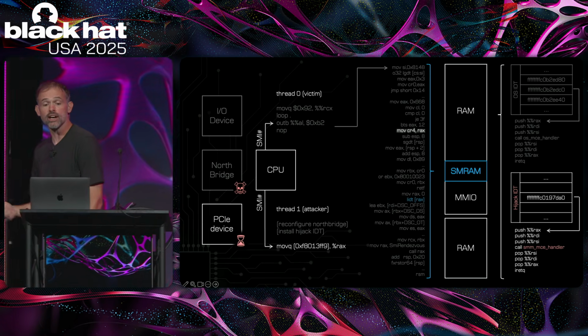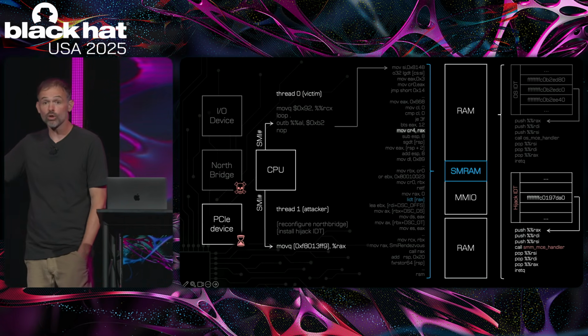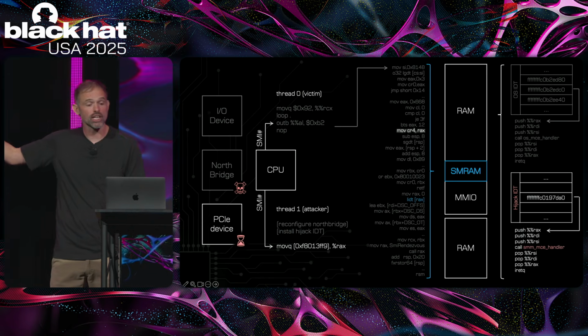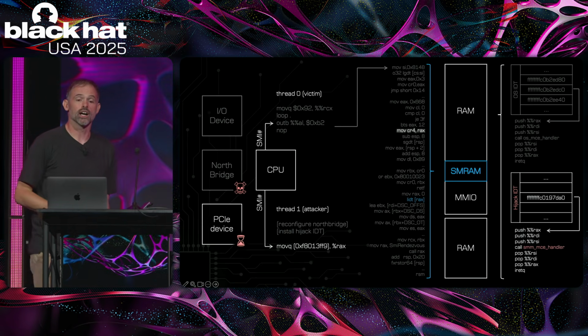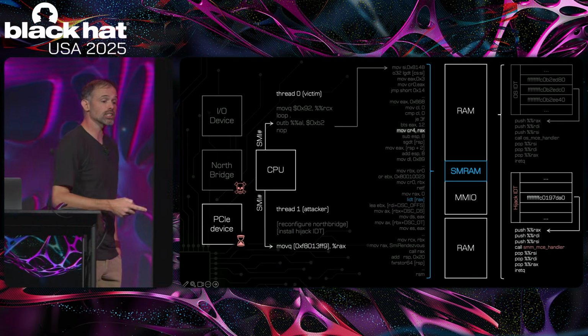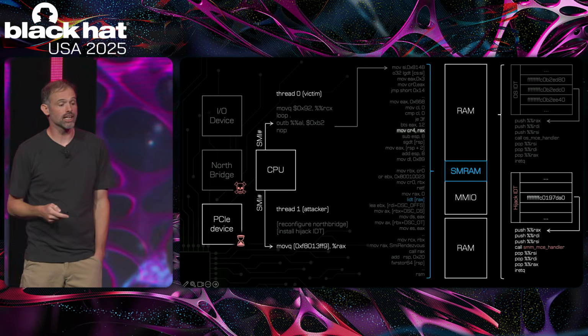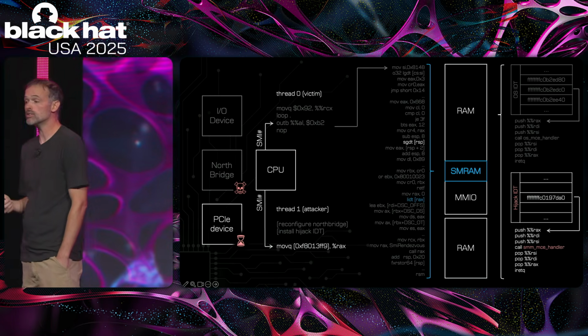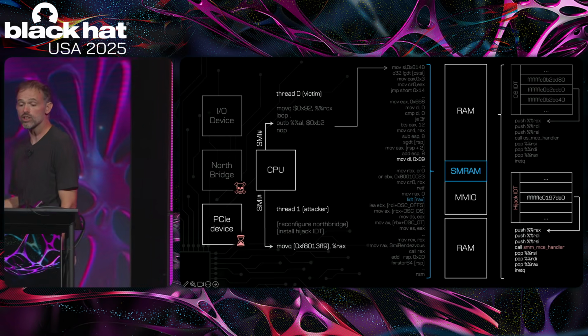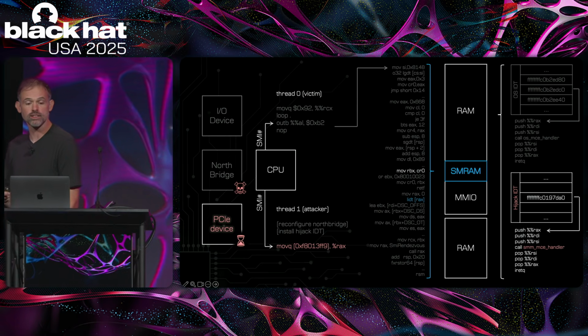And what we need now is basically our attack window is open, and we need to get that machine check into that window before the victim thread issues the LIDT instruction that's going to remove our hijack IDT. So it's going to execute on the victim. It's going to keep executing. All the while, the PCIe device is very slowly waiting to respond.